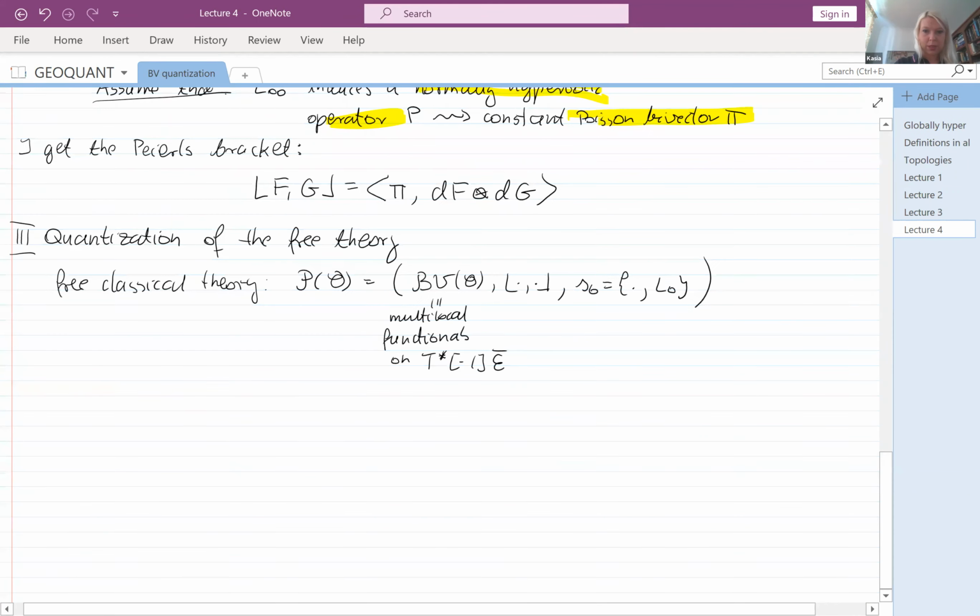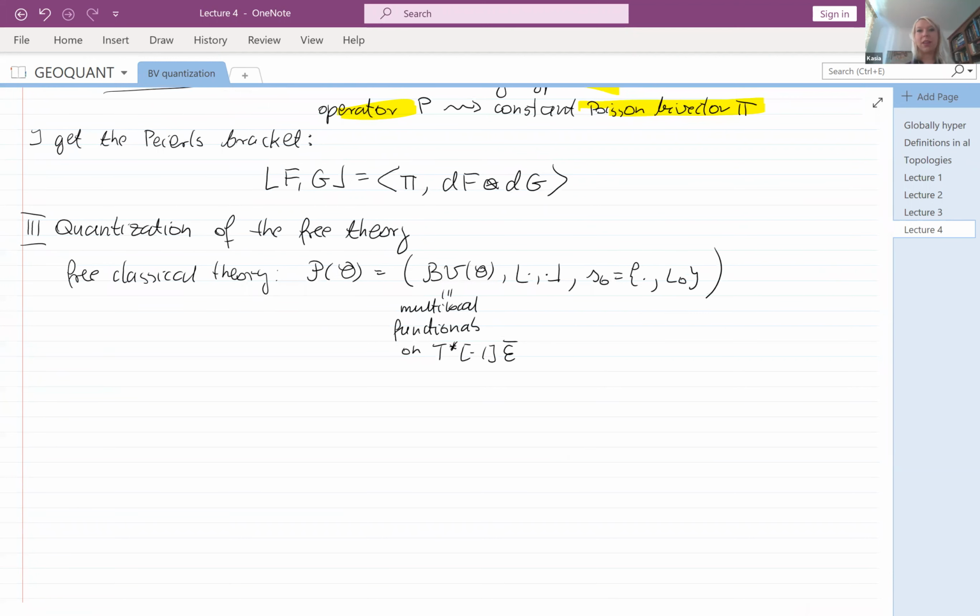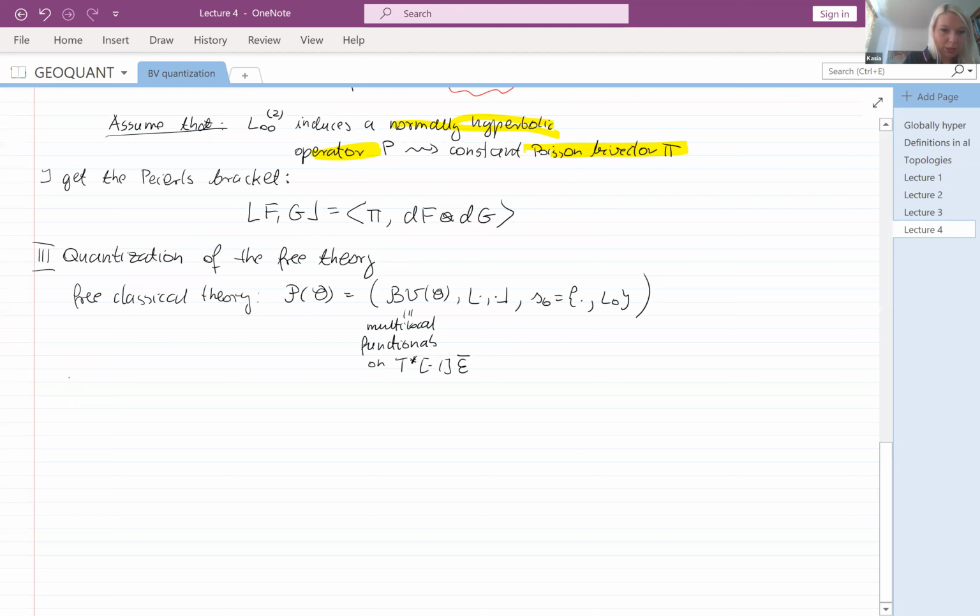And now for the sake of quantization, here I can rely on the lecture of Stefan, where he showed you how to quantize the situation with the constant Poisson structure. So I'm using deformation quantization, formal one for now. So I invoke formal power series in h bar.